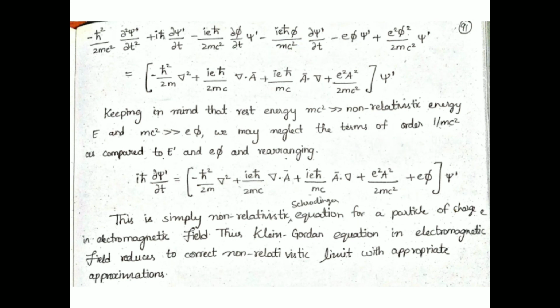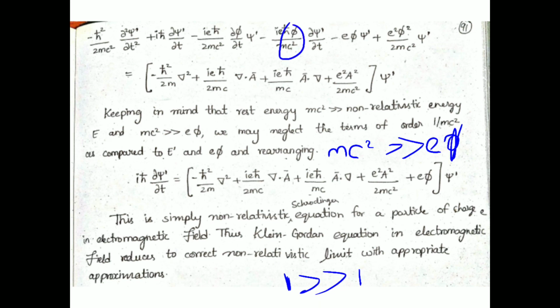So actually here mc square is much greater than e phi or E. Then if we do e phi by mc square, dividing with mc square on both sides, we would have 1 is much greater than that ratio, that is e phi by mc square. That means this ratio would be much less than 1. That means it is nearly equal to 0. So that is the thing they are mentioning here. So here this term would become 0.